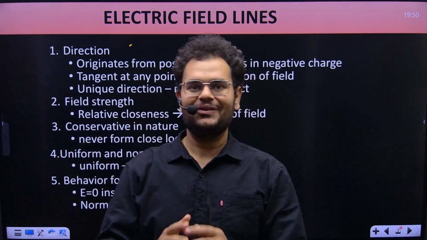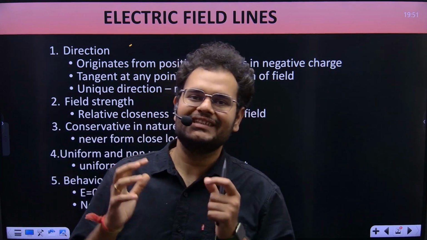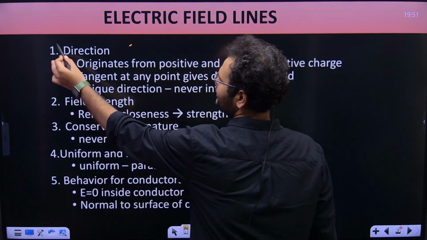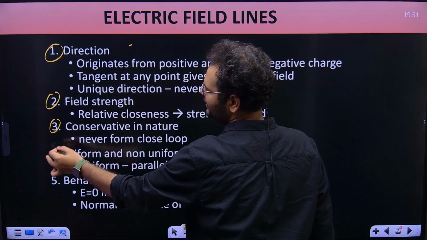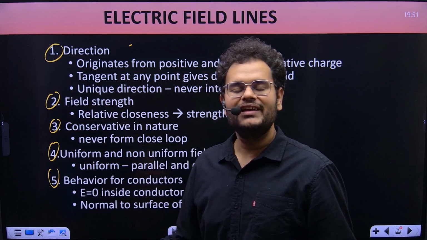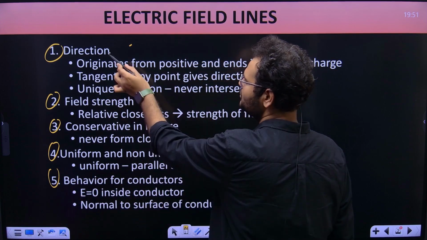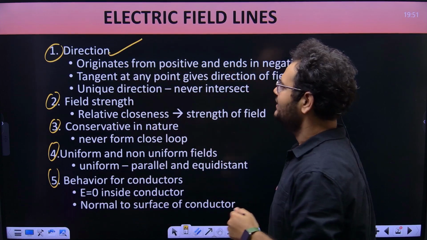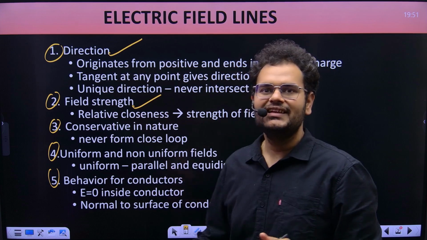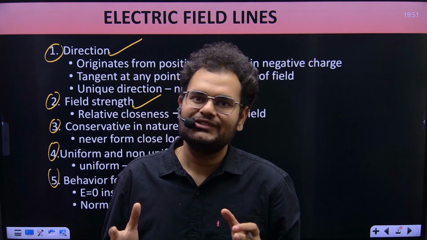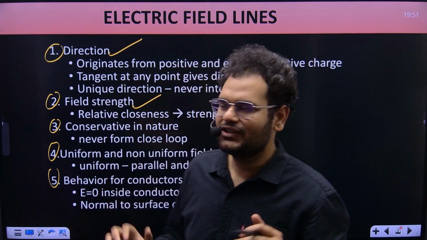Welcome to Vidyotma Physics. In the next few minutes, I am going to explain 5 key properties of electric field lines. First, I will briefly explain what an electric field is. Then we will discuss how to determine the direction of the electric field. Then how its field strength is related to the closeness or spacing of an electric field line.